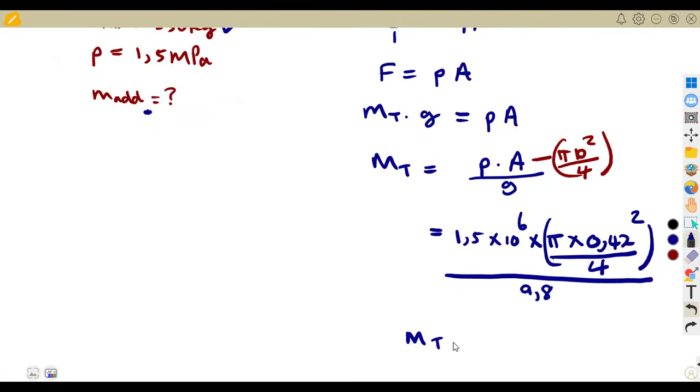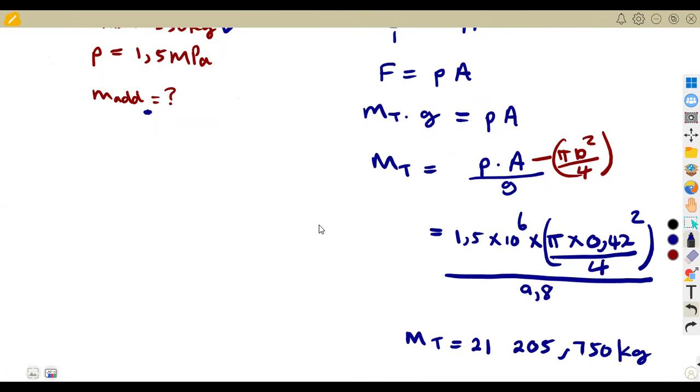So our total mass was going to be something like 21,205.750, to 3 decimal places. All right, this is the total mass that we are having.